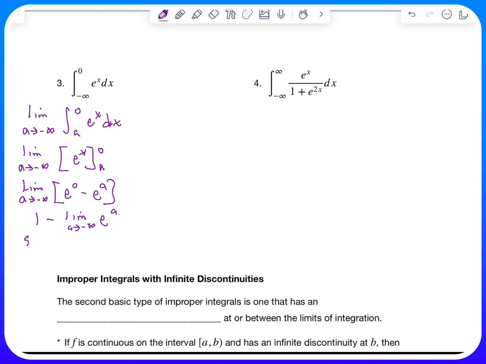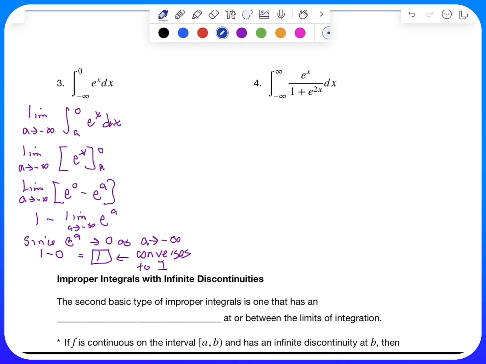Well, think about the graph of e to the x as x goes to negative infinity. We know that approaches the horizontal asymptote of 0. So we know e to the a goes to 0. And so our answer is 1 minus 0, which is 1. So this integral converges to 1.